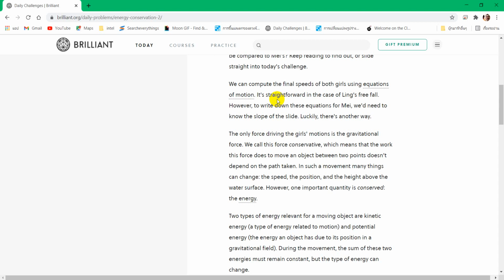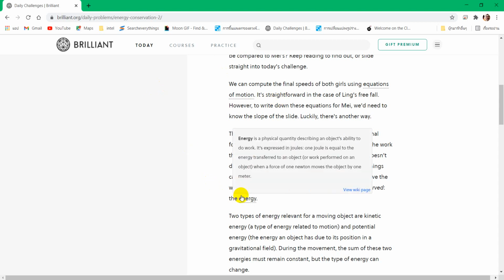Luckily, there's another way. The only force driving the girls' motion is gravitational force. We call this force conservative, which means that the work this force does to move an object between two points doesn't depend on the path taken. In such a movement, many things can change: speed, position, and the height above the water surface. However, one important quantity is conserved: the energy.